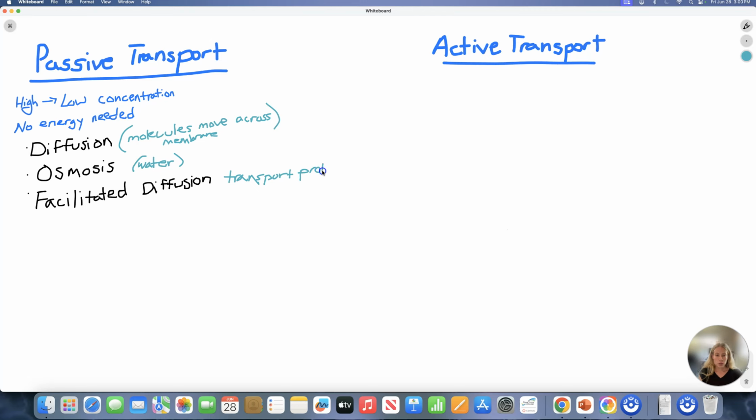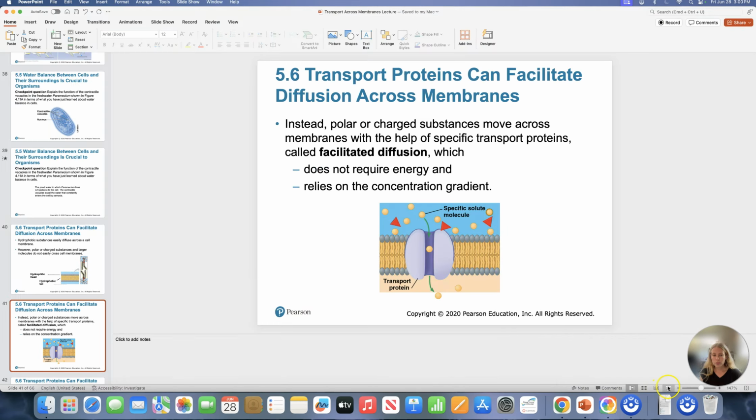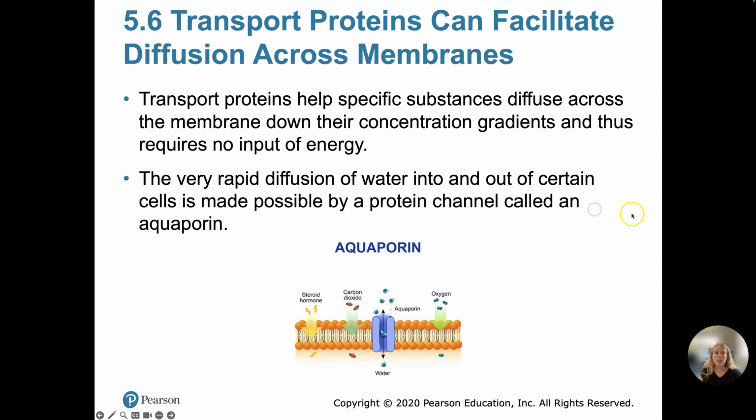In facilitated diffusion, molecules diffuse down their concentration gradient through a transport protein in the membrane. Transport proteins help specific substances diffuse across the membrane down their concentration gradients and thus require no input of energy. The very rapid diffusion of water into and out of certain cells is made possible by a protein channel, a transport protein, called an aquaporin. This is an aquaporin here in the plasma membrane.